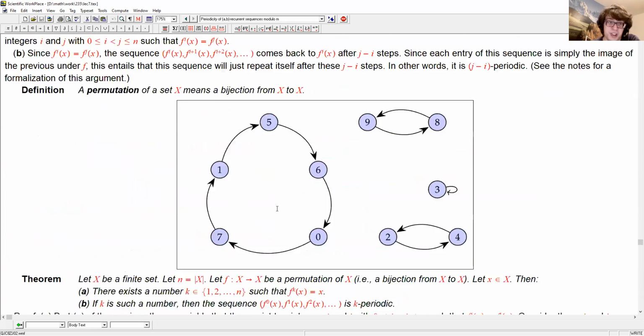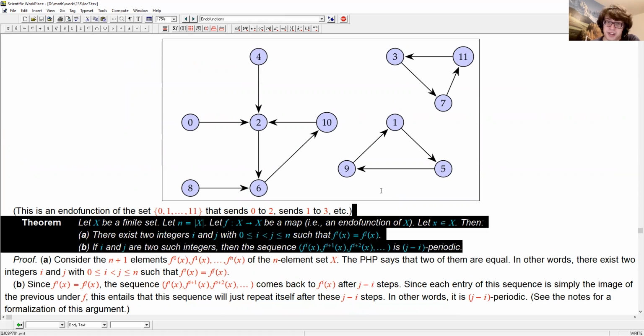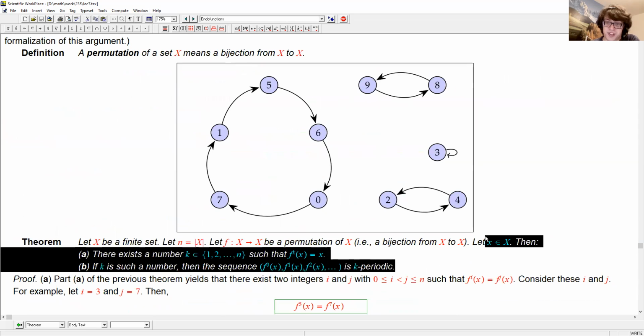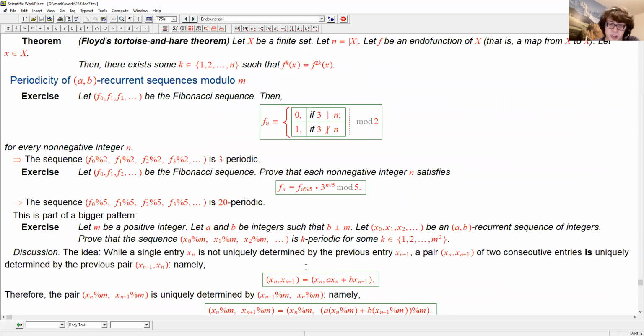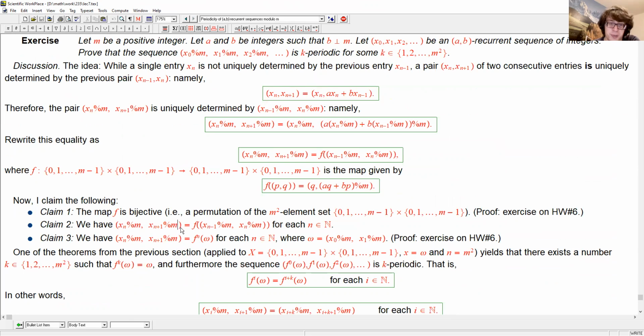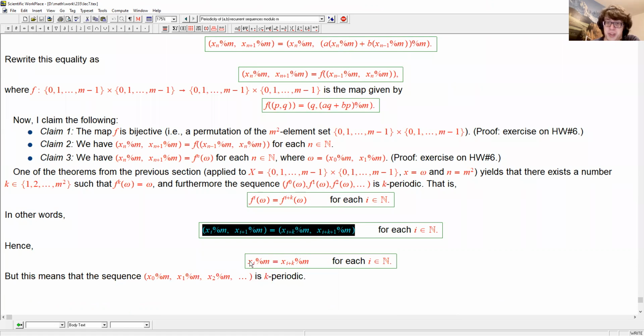And as we have seen here, walking through a finite set deterministically gives you a periodic sequence. And if this deterministic procedure is a permutation, this periodicity starts right away. And this is exactly what we apply to those pairs of consecutive remainders. So those pairs behave periodically. And therefore, the single remainders also behave periodically, which is what we wanted to show.